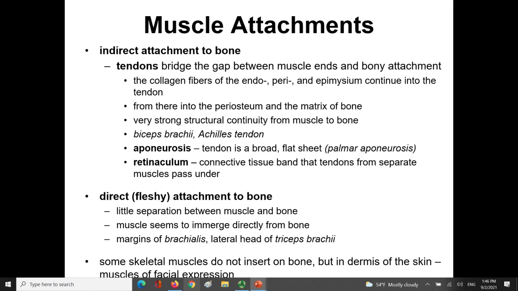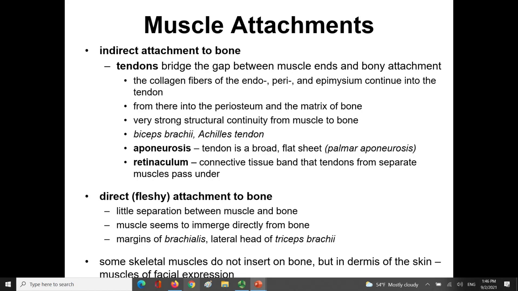This is usually done with a collagen fiber, and it then continues into the tendon. From there, it leads into the periosteum and the matrix of the bone. It is a very strong structural continuity from the muscle to the bone. One of the examples given here is your Achilles tendon. This is in your ankle. You may have known someone who has snapped their Achilles tendon and had to have it repaired. It does happen.